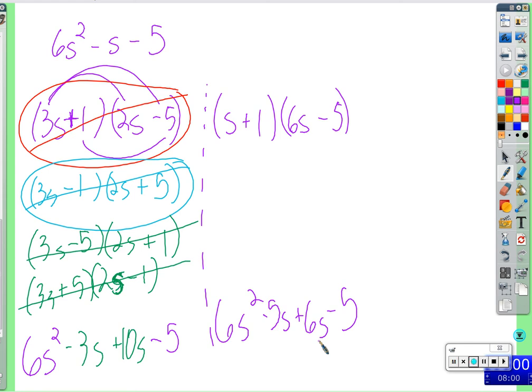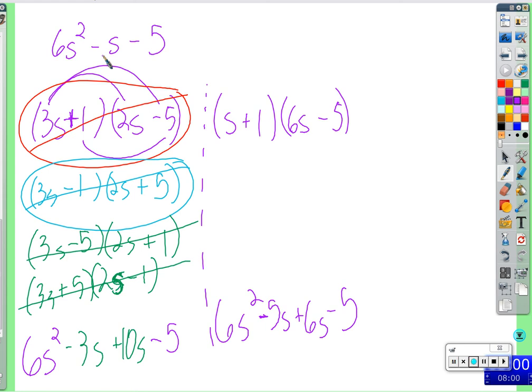We put these together, what do we get? Bryce, what do we get when we put these two together? The like terms, what do we get when we put them together? These two right here. Well, we're not multiplying them, we're adding them together. Negative 5s plus 6s takes us to a positive s. Yeah? Positive s. Do we want to get positive s? No. Well, we want 6s squared here, but what do we want the s term to be? Negative s. We're getting positive s.